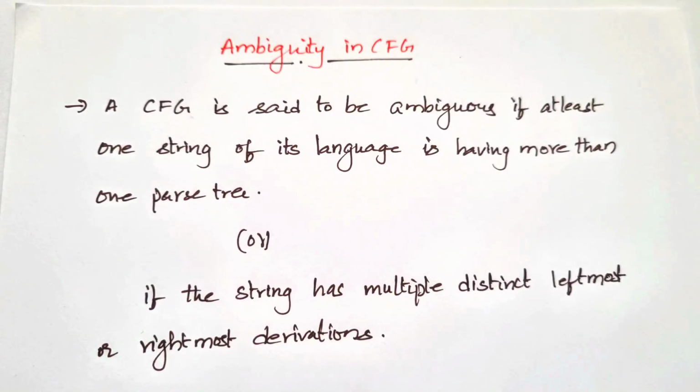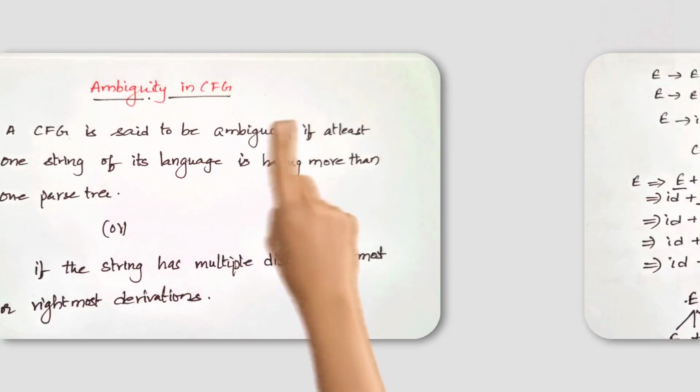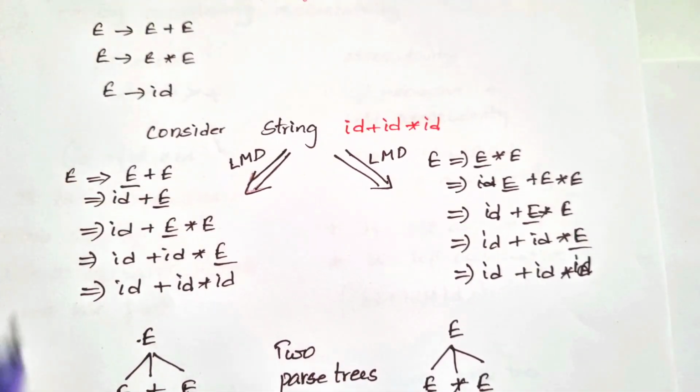In this video, we shall discuss ambiguity in context-free grammar. A context-free grammar is said to be ambiguous if there is at least one string in that language that can generate more than one parse tree. Or you can say, if the string has multiple distinct leftmost or rightmost derivations, then it is also called an ambiguous grammar. See this example.